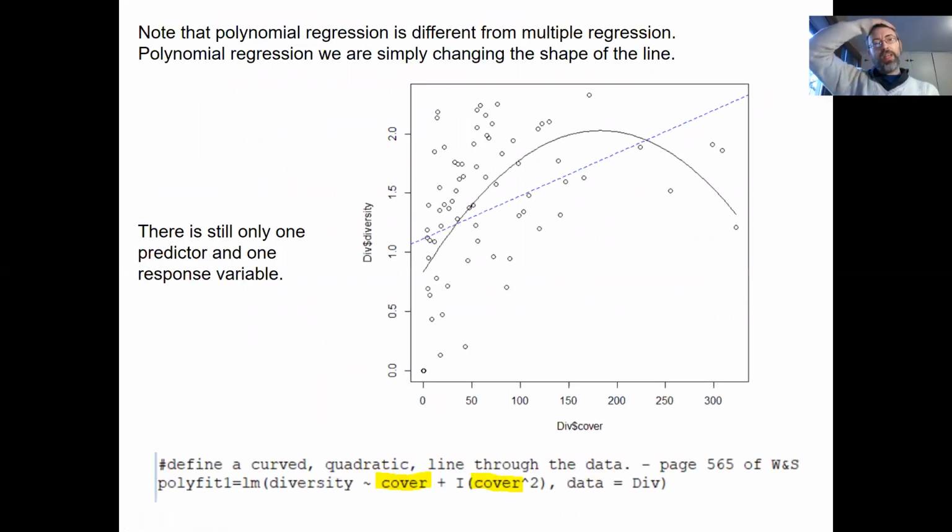Oh, yes, polynomial regression. By the way, polynomial regression itself is not a form of multiple regression. It's different. It's just a shape. It's just putting a curved line through a cloud of points. Now, here's an interesting piece. You can have polynomial relationships within the context of a broader multiple regression, but polynomial regression itself is not multiple regression because you only have one predictor and one response variable. In multiple regression, we're going to have multiple predictors and one response. So in this case, we had diversity and cover, and then cover squared.